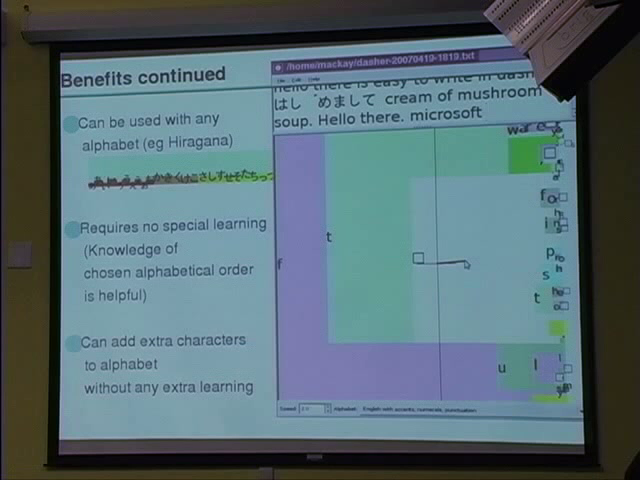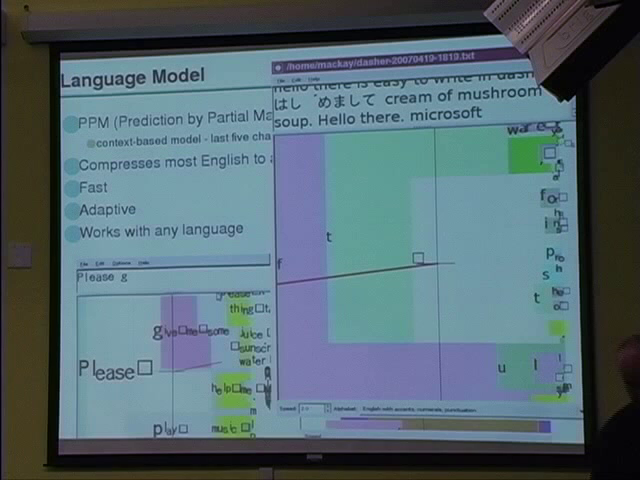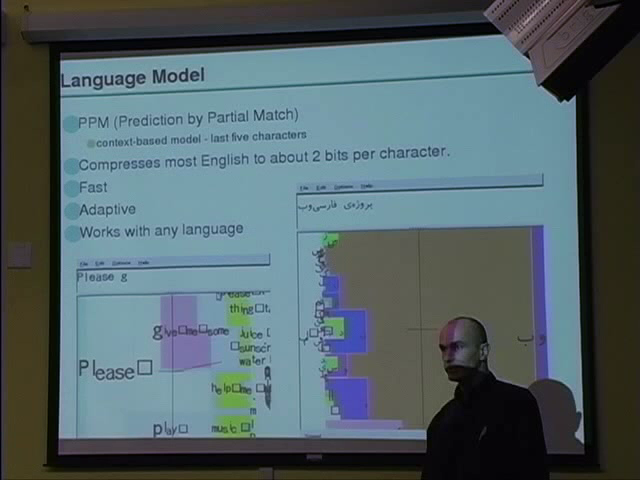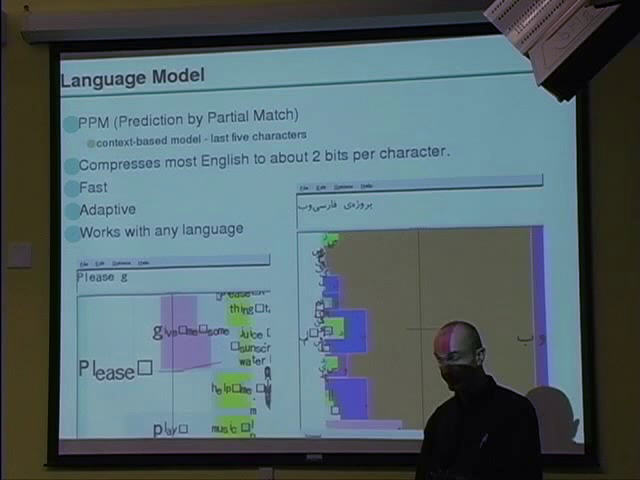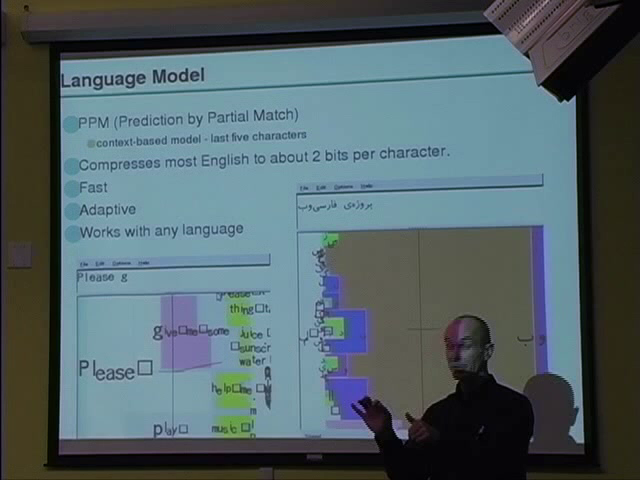How are we doing the predictions? We're using, as I said, the state-of-the-art in general purpose text compressors. It's a model called PPM, prediction by partial match. It's embarrassingly simple how this works. It just looks at the last five characters that have been written and uses that as a context to predict the next character. So it's based entirely on the 6-gram statistics of the language.